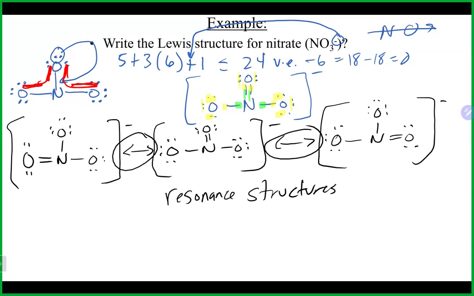So if you were asked this question to draw a Lewis structure for nitrate, any one of the three would be sufficient. If you were asked to draw all the resonance structures, you have to draw all three of the structures that are there. Any questions on that? All right, then let us continue to draw.